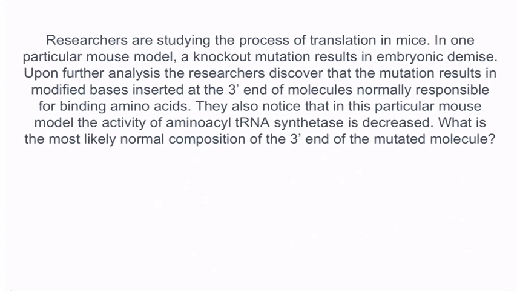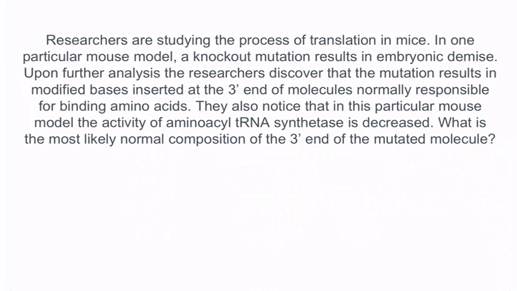Researchers are studying the process of translation in mice. In one particular mouse model, a knockout mutation results in embryonic demise. Upon further analysis, the researchers discover that the mutation results in modified bases inserted at the 3' end of molecules normally responsible for binding amino acids. They also notice that in this particular mouse model, the activity of aminoacyl tRNA synthetase is decreased. What is the most likely normal composition of the 3' end of the mutated molecule?